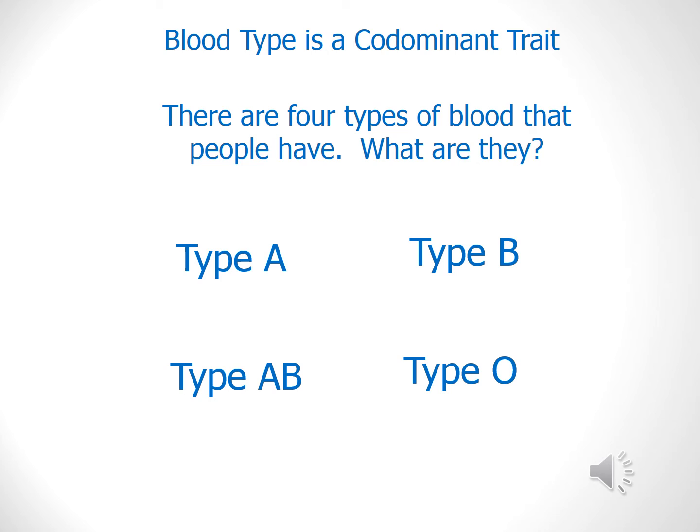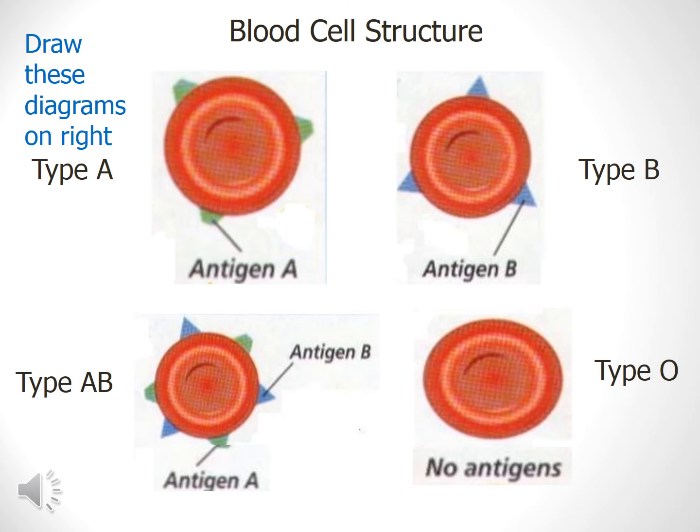And in this case, you also have a recessive, type O, which is the classic recessive. So it's like codominance combined with classical dominance here. So in this slide, please draw the pictures if you haven't drawn them already. So type A antigens. What's an antigen?